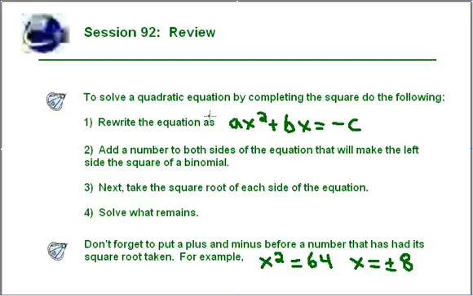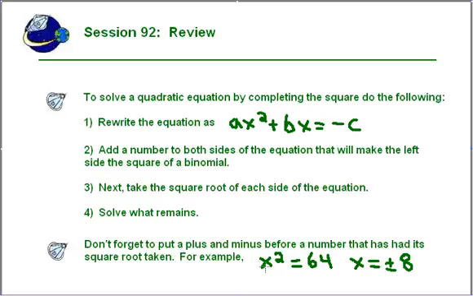As a review, to solve a quadratic equation by completing the square, do the following. First, rewrite the equation into the format of ax squared plus bx equals minus c. And all that was is taking the standard format of ax squared plus bx plus c on the left side and just getting that c off of the left side and over to the right as a negative c. After you've done that, add a number to both sides of the equation that will make the left side the square of a binomial. After you've done that, take the square root of each side of the equation and then solve what remains. Lastly, don't forget to put a plus and a minus sign before a number that has had its square root taken care of.